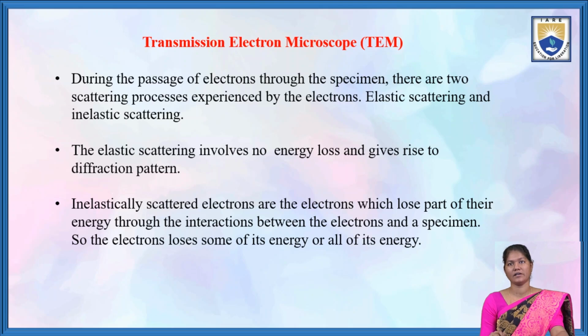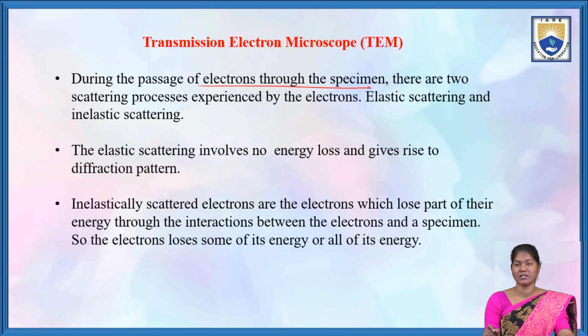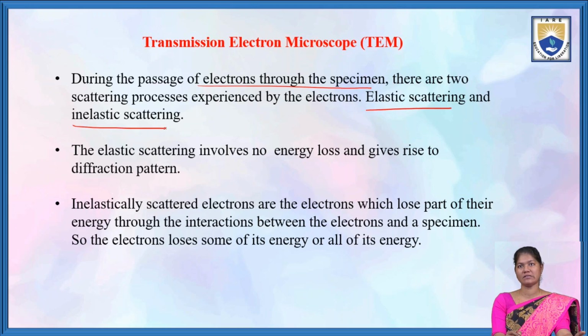During the passage of electrons through the specimen, there are two types of scattering experienced by the electrons: one is elastic scattering and the other is inelastic scattering. Elastic scattering involves no energy loss when the electron hits the target or sample, and it gives rise to a diffraction pattern.